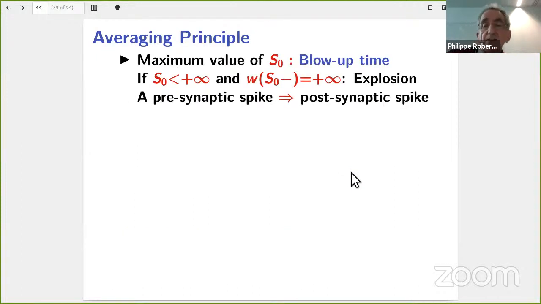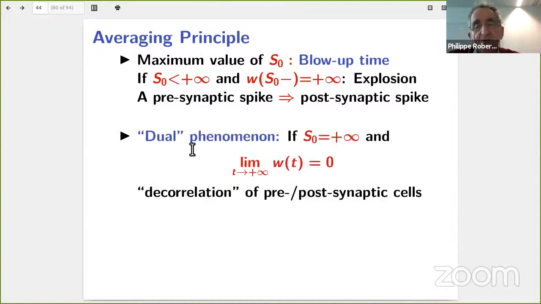The other point is S0. This is an interesting quantity. It's kind of a blow-up time, in fact. What it says is that when this time is finite, it means that your synaptic weight is blowing up at S0. If you think of the model we had before, it means that when you have a presynaptic spike, you immediately have a postsynaptic spike, because the strength of your potential is such that presynaptic spikes quickly cause a postsynaptic spike. So this is a blow-up mechanism, and I will give you an example where you have this property. It's not a pathological result, at least from the mathematical point of view.